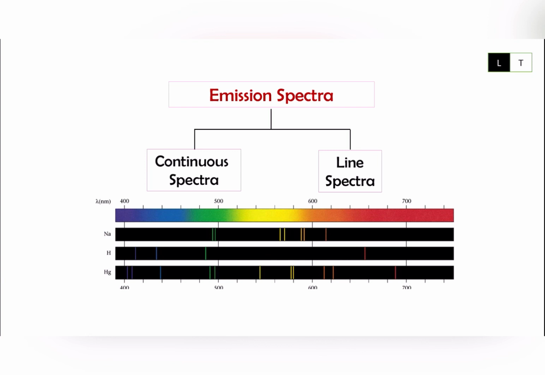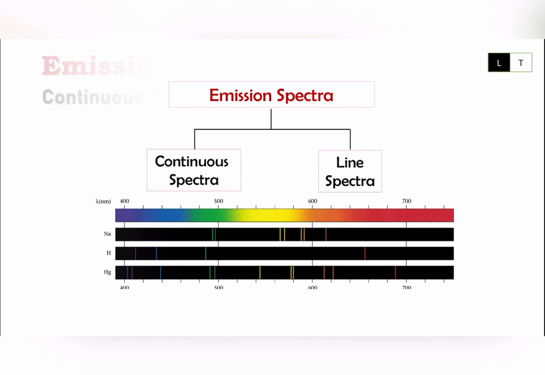So in this case, I'm going to explain the radiation emitted can be in a form of emission spectra. They can be into two spectra. The first one is continuous spectra and the second one is line spectra. So you must know by the end of this video how to differentiate between these two spectra.